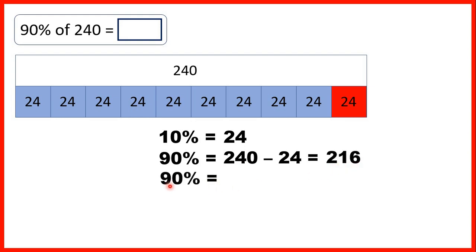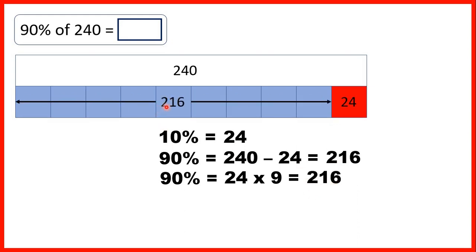The other way of finding 90% is taking our answer to 10% and multiplying it by 9, because we can see that we have 9 10% bars. That gives us the same answer. So 90% of 240 is 216.